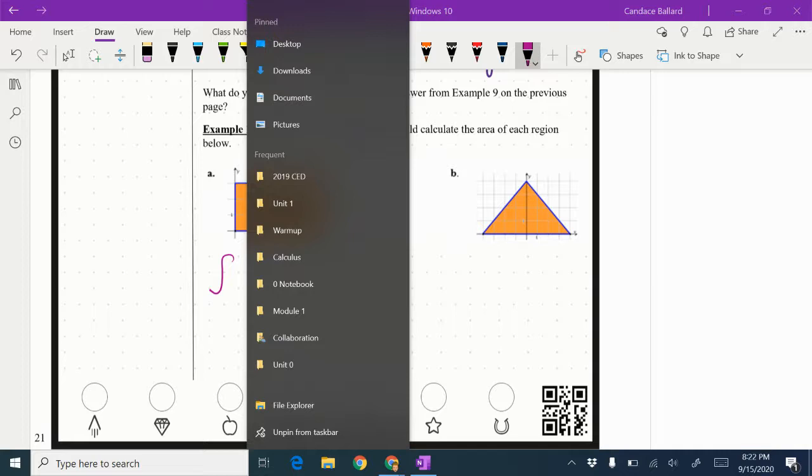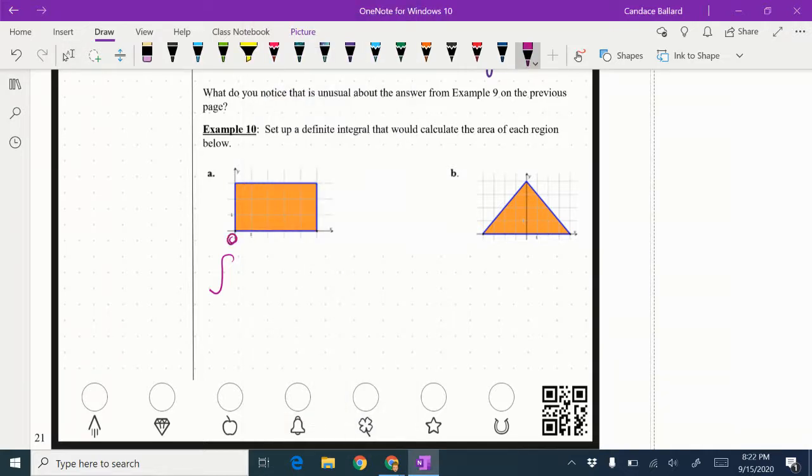My lower bound on this is going to be 0. And I'm just going to count. This looks like it's going by 1, so 2, 3, 4, 5. So 0 to 5. And then I need to figure out what function I am doing.